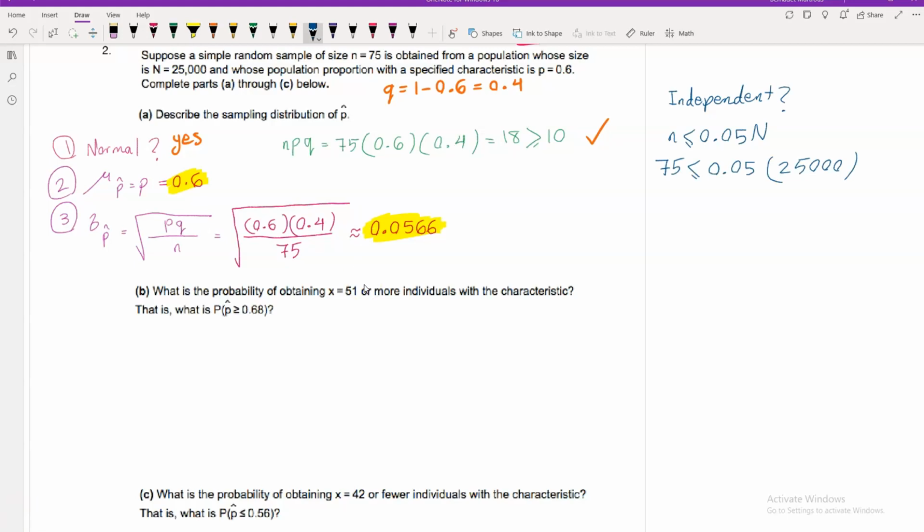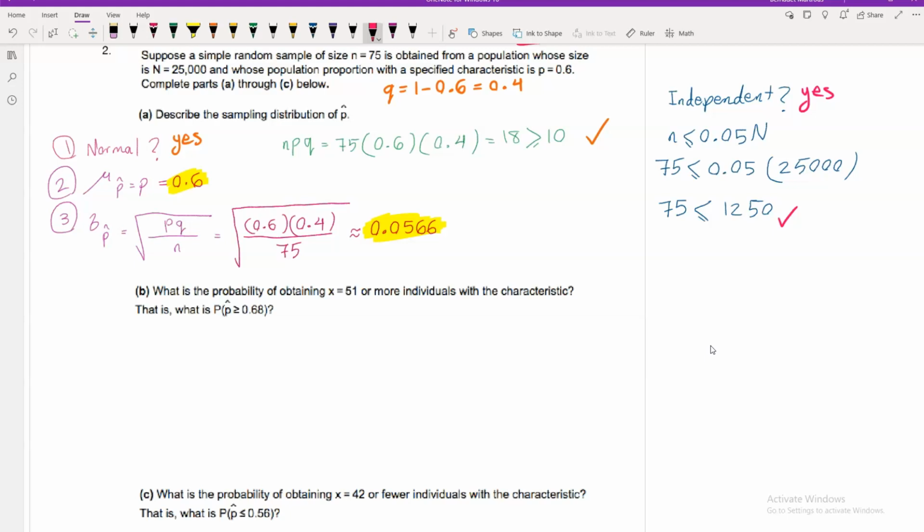But in case you wanted to know if we have independent sample values, we can use the sample size being less than or equal to 5% of the population size. And here the sample size and population size are both given. So 75 should be less than or equal to 5% of 25,000. And 75 is less than or equal to 1,250, and that is correct. That means that we have independent sample values.